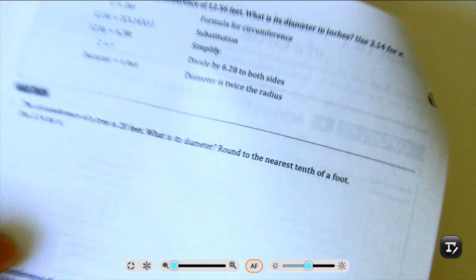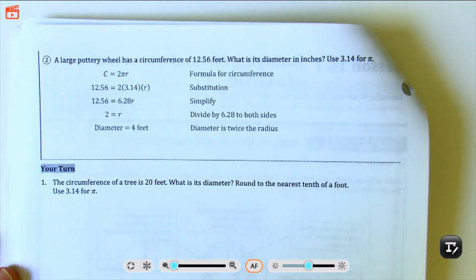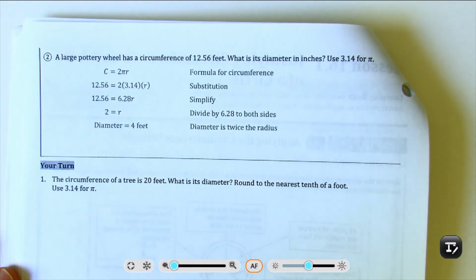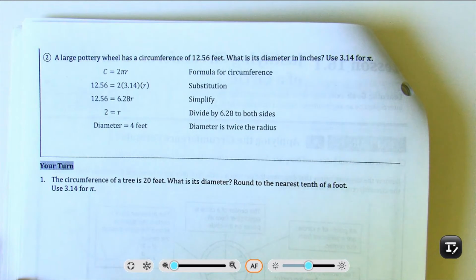Okay, we're going to look at another example. Now in this example, what we want to find out is the radius. A large pottery wheel has a circumference of 12.56 feet. What is the diameter in inches?